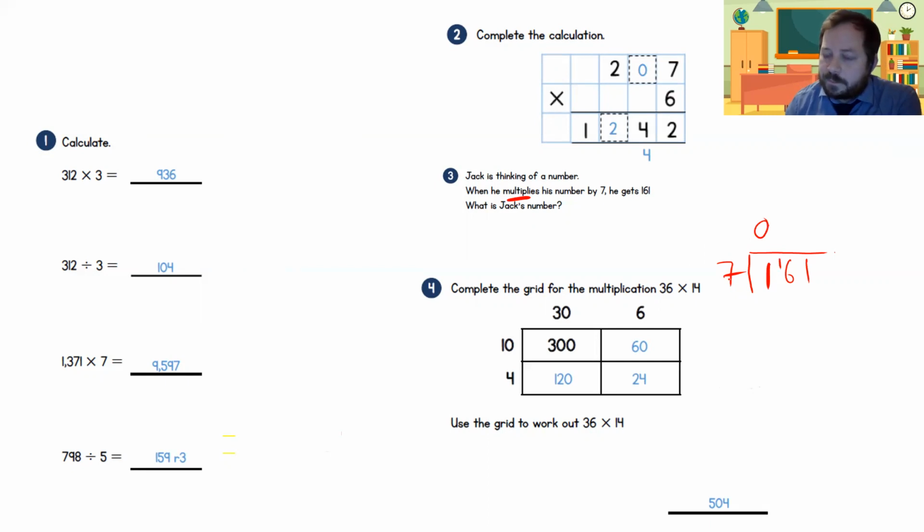So we carry it over, we'll exchange it. Then we've got 7 into 16 goes twice with 2 left over. 7 into 21 goes 3. So the number we're looking for is 23.